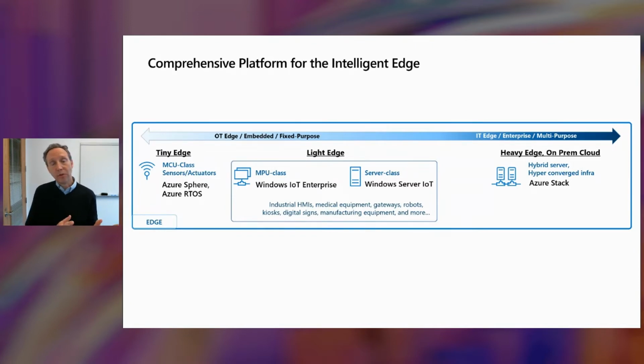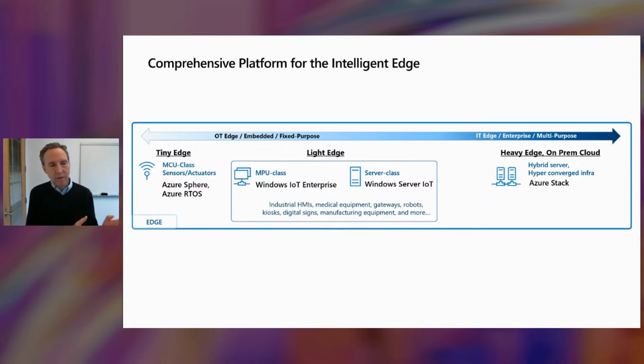And going further to the right, you have your IT edge, or your enterprise class devices. These are typically multi-purpose devices, meaning they run multiple different independent workloads. Those workloads may change over time. And as you go from left to right, devices start smaller and less expensive and become more powerful as you move to the right, with the most powerful on the far right.